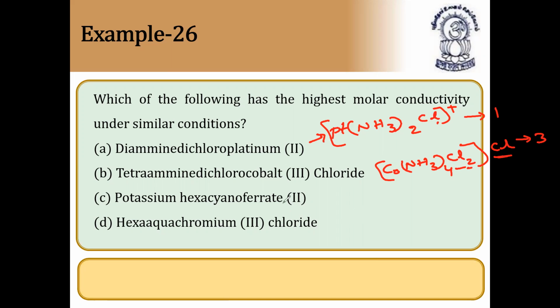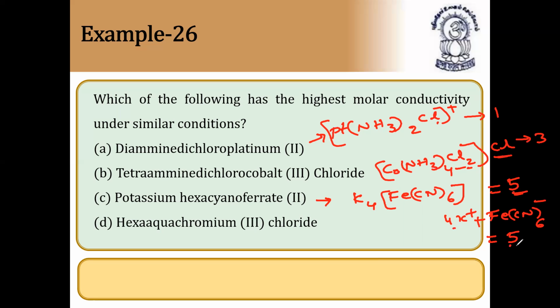And in this, potassium hexacyanoferrate(II), K4[Fe(CN)6], with CN taken 6 times, the ferrate(II) ion. So this becomes 4 plus 1. The number of ions is equal to 5, because it becomes 4K plus and [Fe(CN)6] 4 minus. So 4 plus 1 is equal to 5.